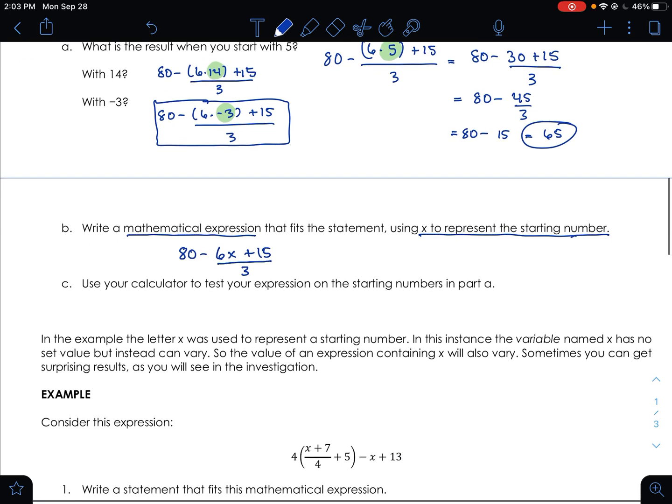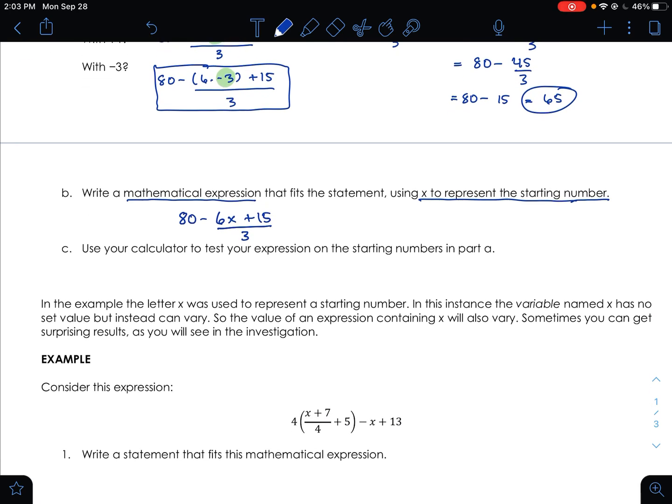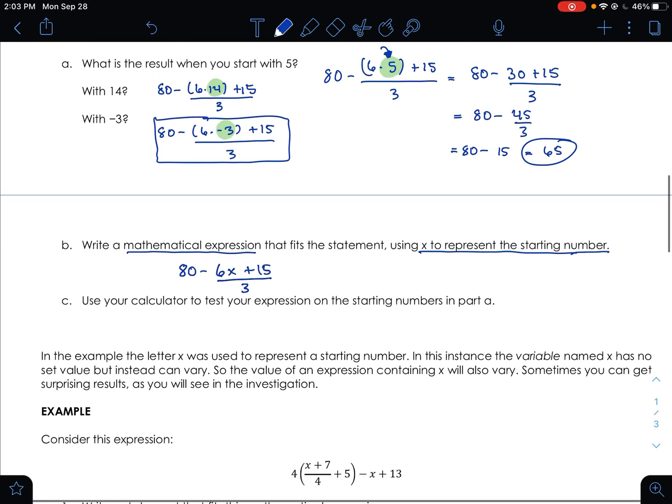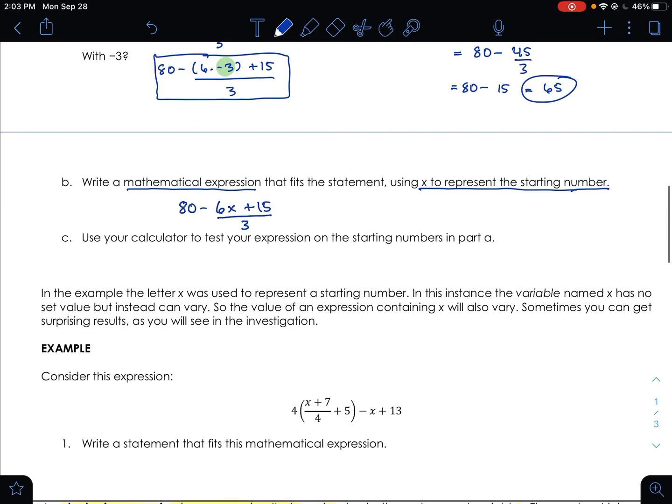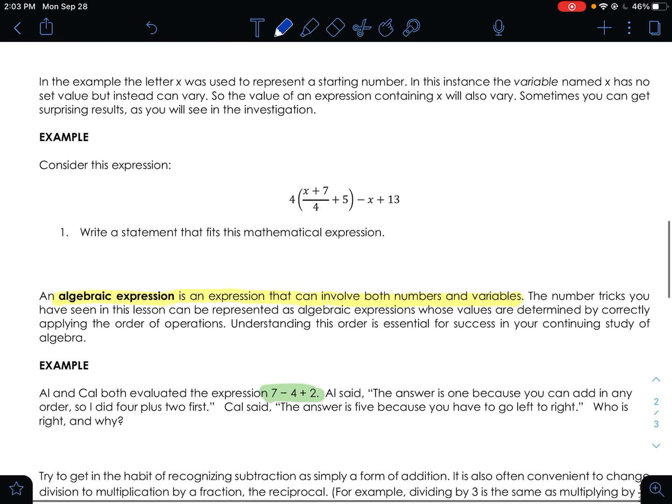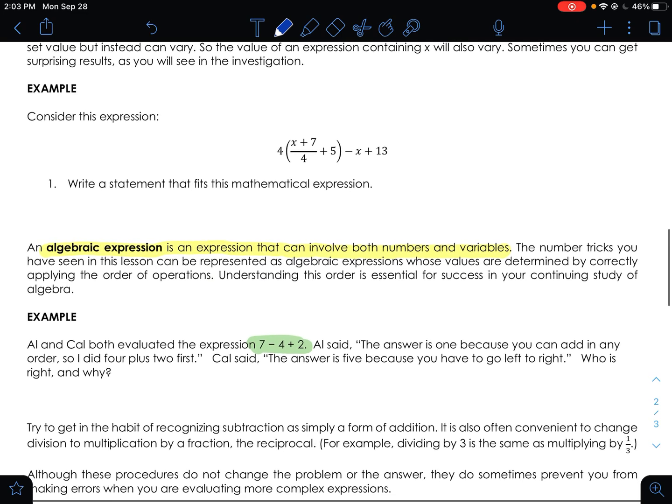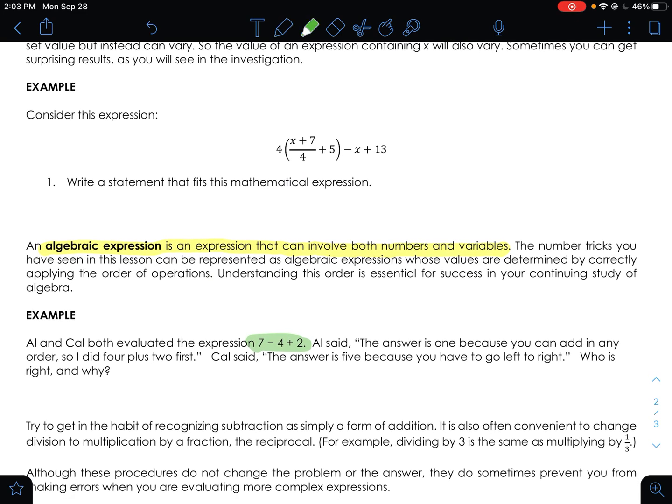You can always check your answers from part A on your calculator. Now, another type of problem you want to know how to do is this: if I give you an expression like this, can you write out step by step what you would do? In this case, we want to write a statement that fits this mathematical expression. So the first thing we would do is write out the steps.